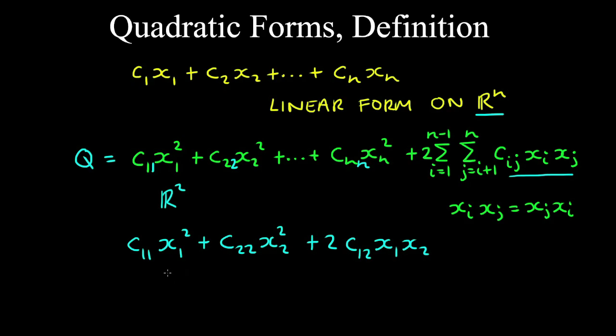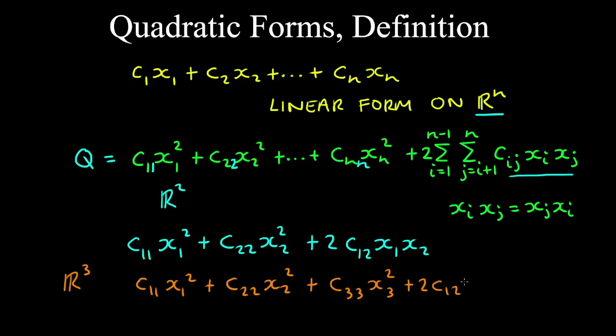And similarly, the general quadratic form on R3 is C11 by x1 squared plus C22 by x2 squared plus C33 by x3 squared, and then we have 2 by C12 by x1 x2 plus 2 by C13 x1 x3 and plus 2 by C23 x2 x3.